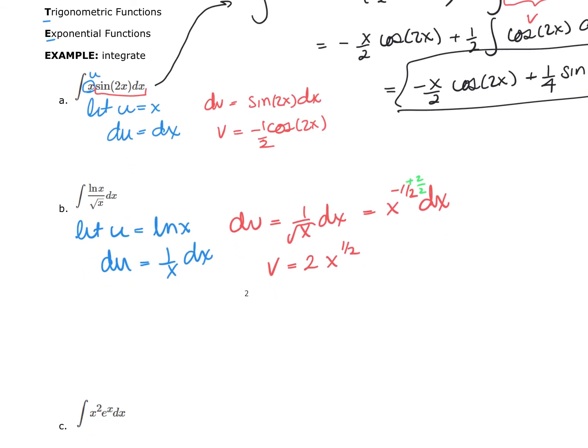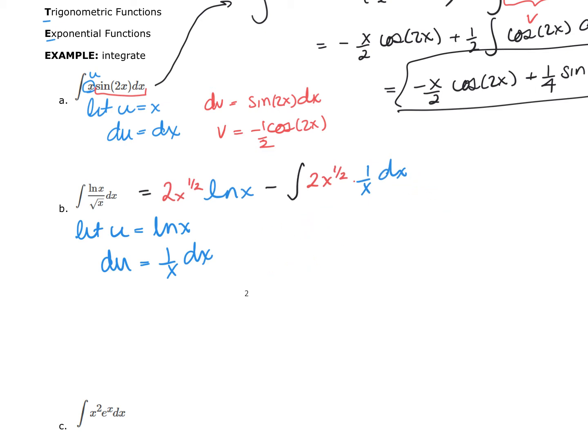So this then becomes, by the integration by parts, 2x raised to the 1/2 multiplied by the natural log of x. So there's my u multiplied by v. And then minus the integration of my v, which is 2x raised to the 1/2 multiplied by 1 over x dx. Just going to erase this now that we've got the u's and v's.